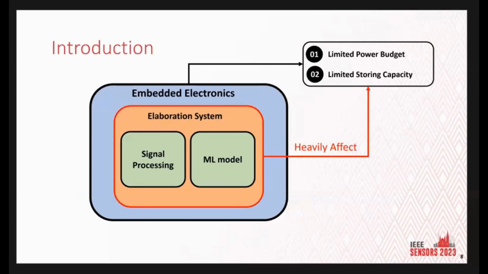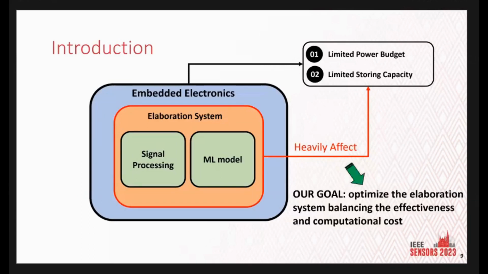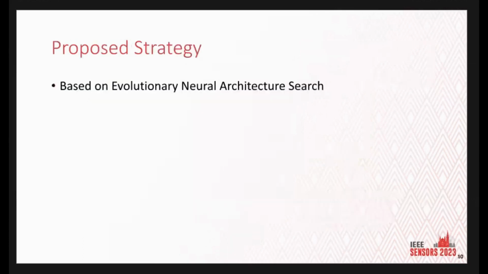For example, the machine learning model has some parameters to be saved on the flash memory, and also some parameters that have to be loaded during the inference phase. The signal processing also affects the computational cost of this device. So our goal in this paper is to optimize this elaboration system, balancing the effectiveness, for example the accuracy of the model if we are speaking about a classification problem, and also the computational cost.